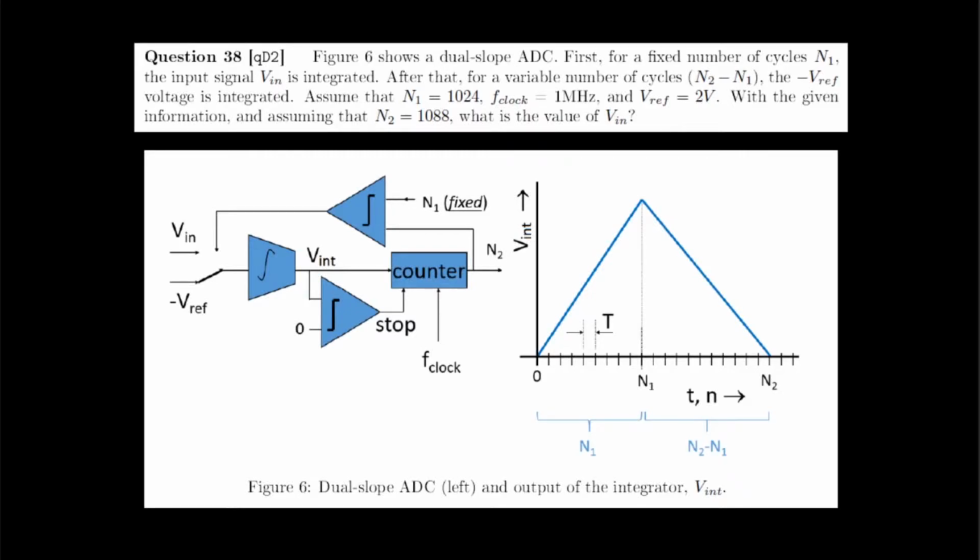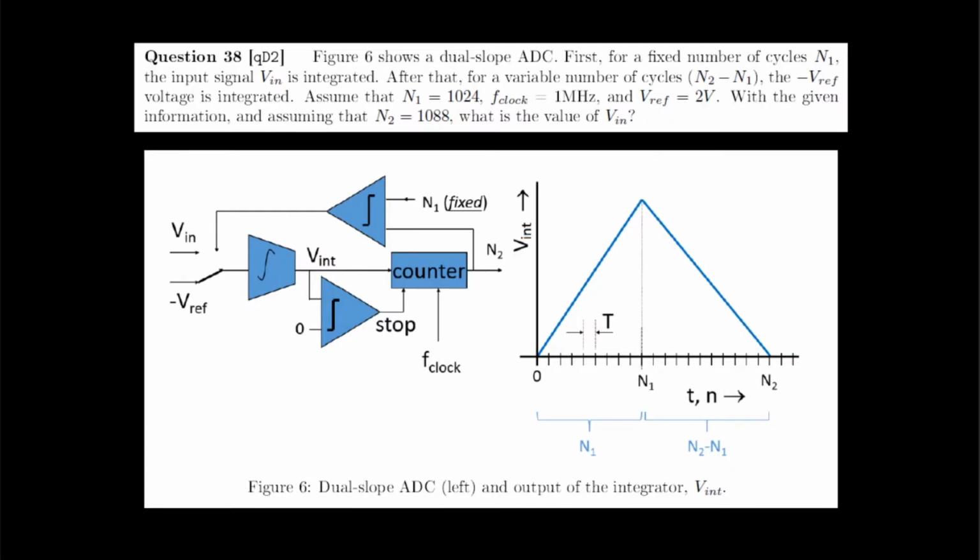This video will discuss the solution to question 38. Figure 6 shows a dual slope ADC. First, for a fixed number of cycles N1, the input signal Vin is integrated. After that, for a variable number of cycles N2 minus N1, the negative Vref voltage is integrated.